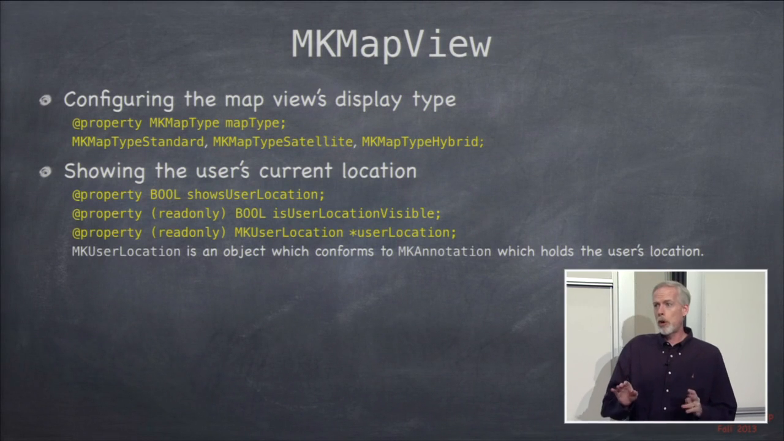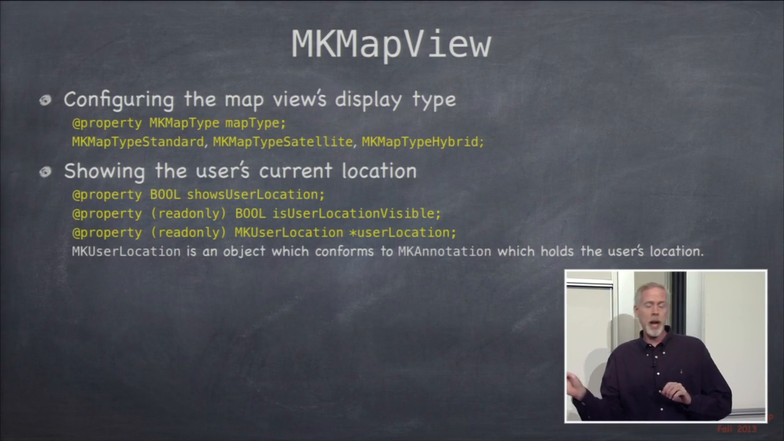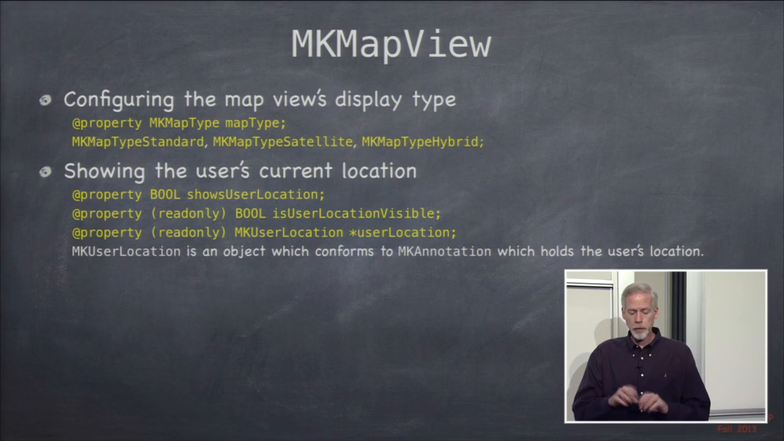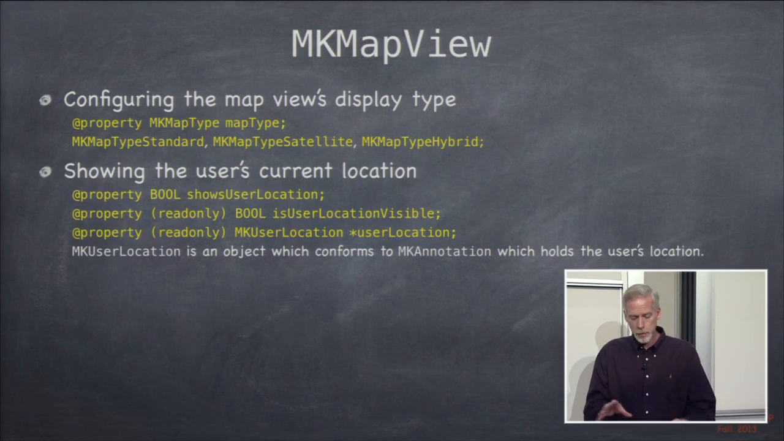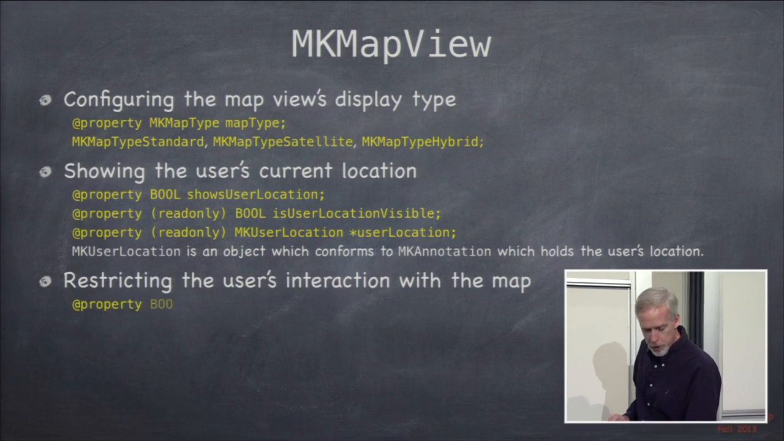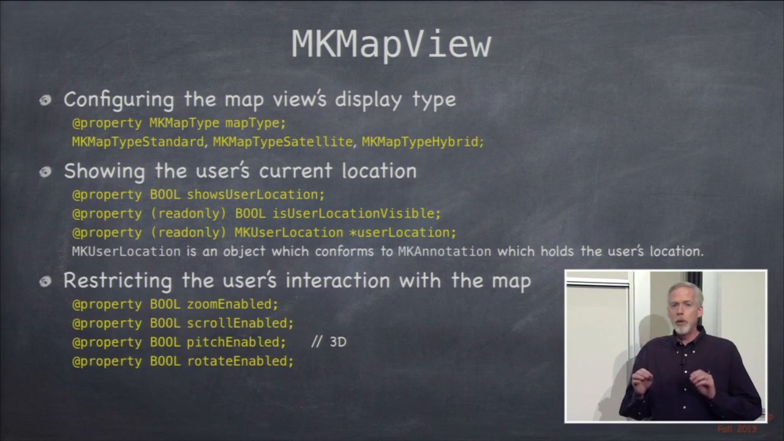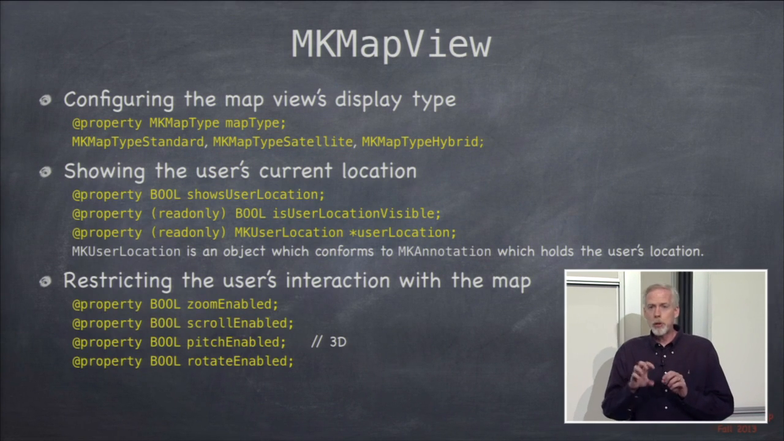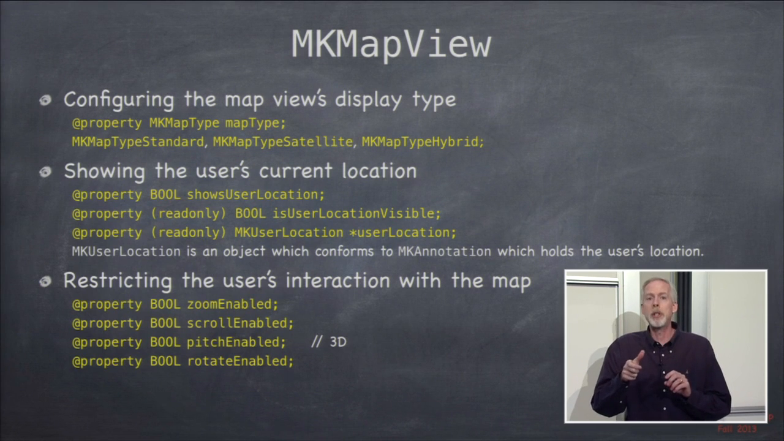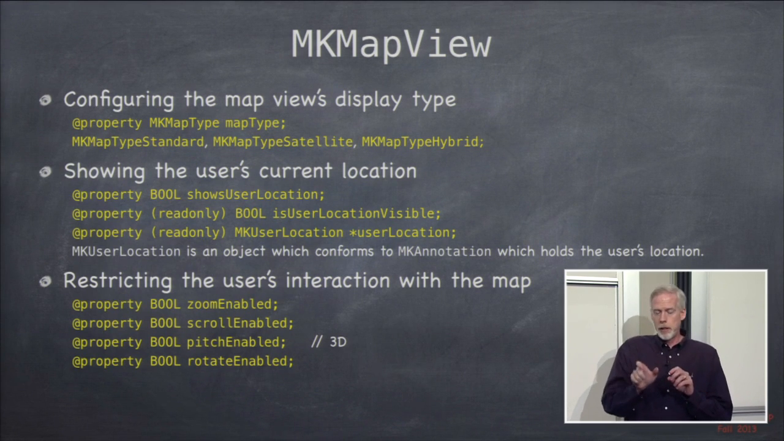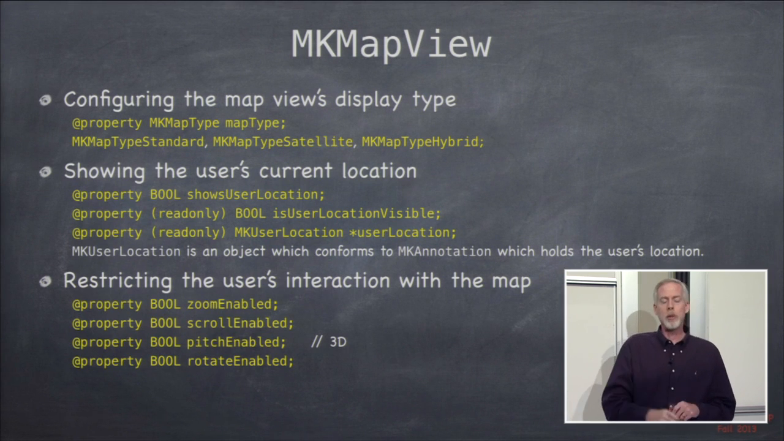You can show the user's current location. Okay, so it'll go use that Core Location stuff we talked about in the last lecture, find out where the user currently is using GPS. It'll show that on your map. You can also restrict things about it. Maybe you don't want the user to go into 3D mode, then you can turn the pitch enabled off and they won't be able to pitch. Okay, they pitch by doing kind of a little two-finger gesture there. They won't be able to do that if you turn this off. Same thing with rotate. Maybe you always want north up and you don't want them to be able to rotate around to a different thing.